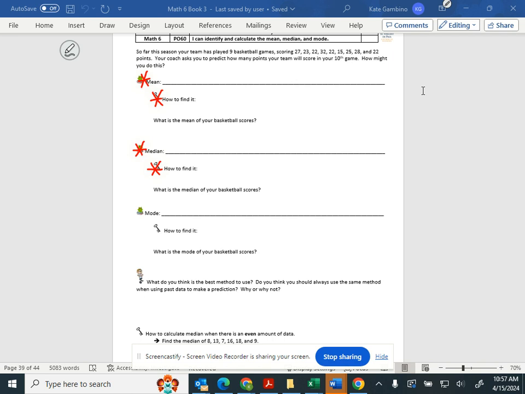You can only have one mean. You can only have one median. But the mode, which means most, you can have more than one mode. If you have two numbers that both appeared 3 times, you can have 2 modes. You can have no mode. If they're all only there 1 time each, you can have no mode.